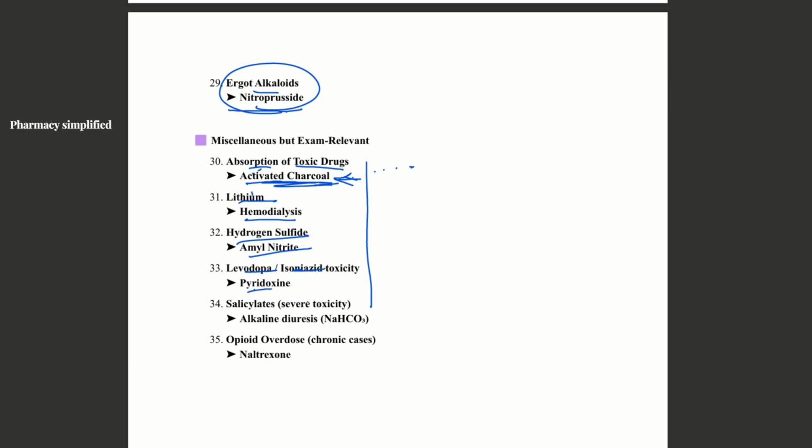And then for severe salicylate toxicity, we use alkaline diuresis. Then methadone overdose, that is long-term opioid dependence in chronic cases, we use naltrexone. Here are the 35 poisons and their antidotes.